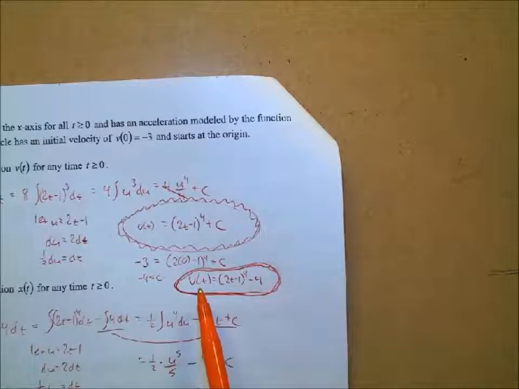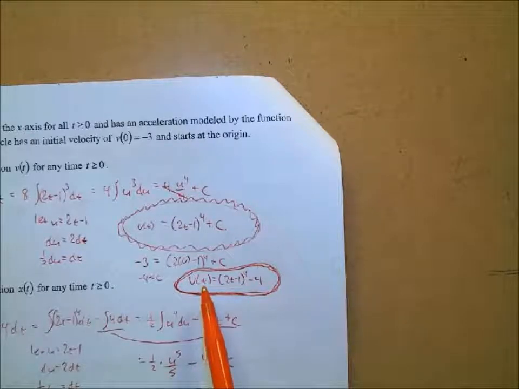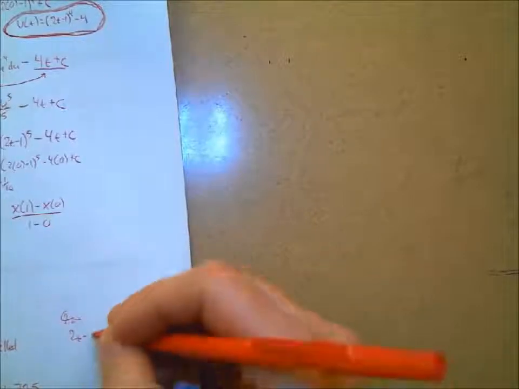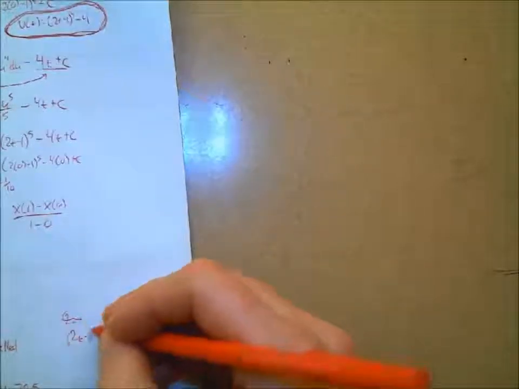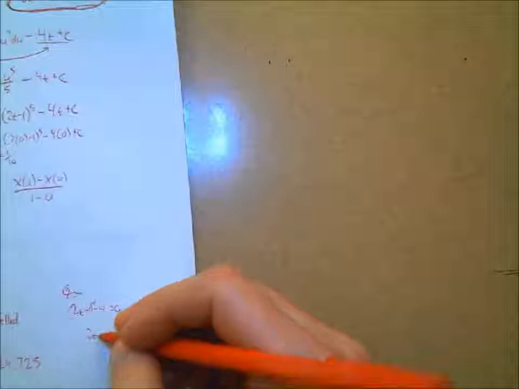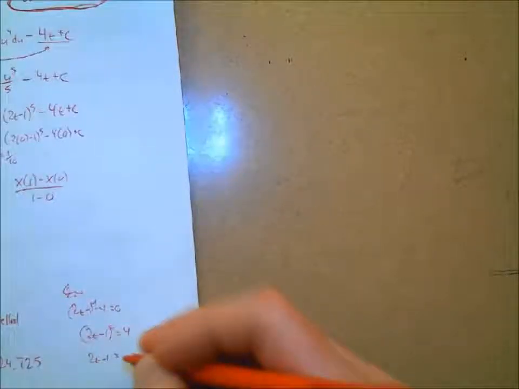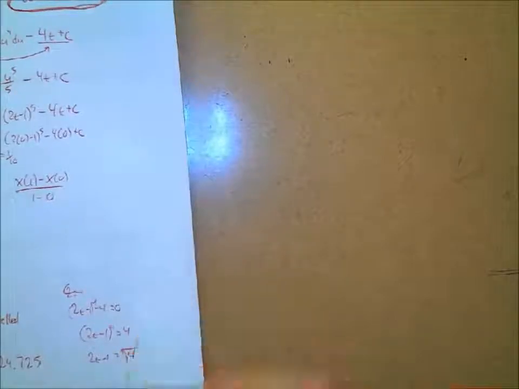Let's see here. I guess you could set it equal to 0 here. Let's see. 2t minus 1 to the 4th minus 4 equals 0. So 2t minus 1 to the 4th equals 4. So 2t minus 1 equals the 4th root of 4.